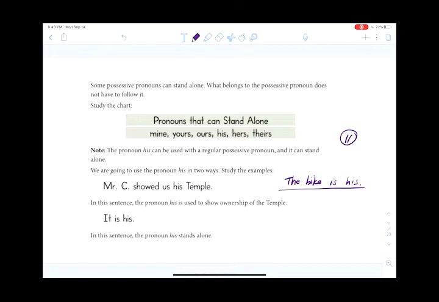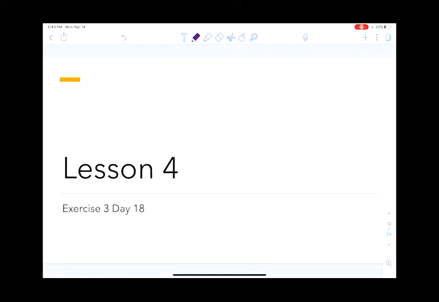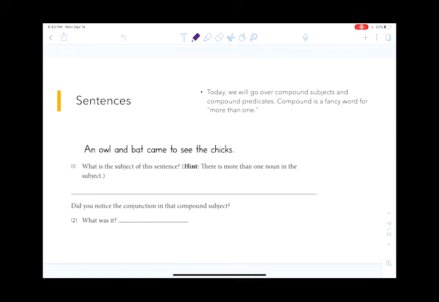Welcome to Exercise 3, Day 18. Today, we will continue our work on sentences. Last time, we went over predicates and subjects. Today, we will go over compound subjects and compound predicates. Compound is a fancy word for more than one. We can have a compound subject, which means more than one subject.